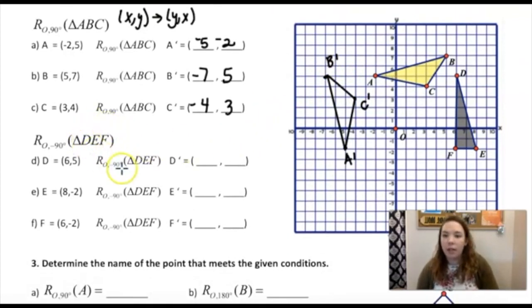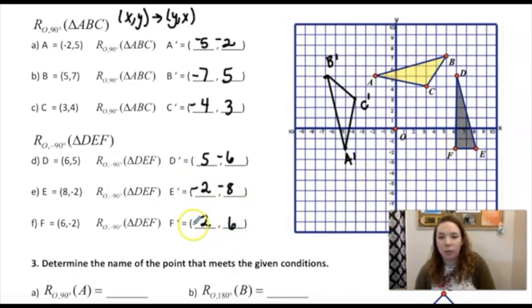Okay, triangle DEF is going 90 degrees. This time we're going clockwise. So we do switch our X and our Y, and then you have to think about where it's going. So point D is going from quadrant 1 to quadrant 4, and quadrant 4 has negative Y values. For point E, again, you switch your 2 and your 8. And it is going from quadrant 4 to quadrant 3, which has negative X and negative Y. And then same for point F. We'll switch 2 and 6, and it's going from quadrant 4 to quadrant 3, which has negative X and Y.